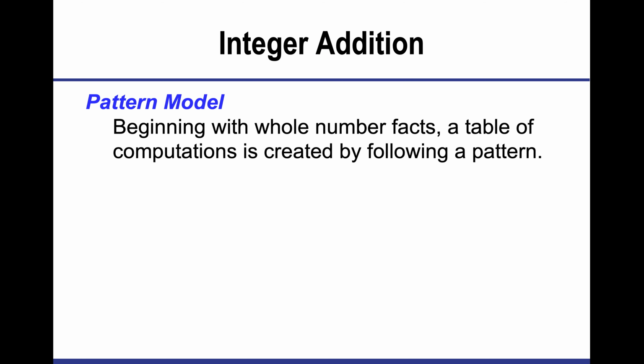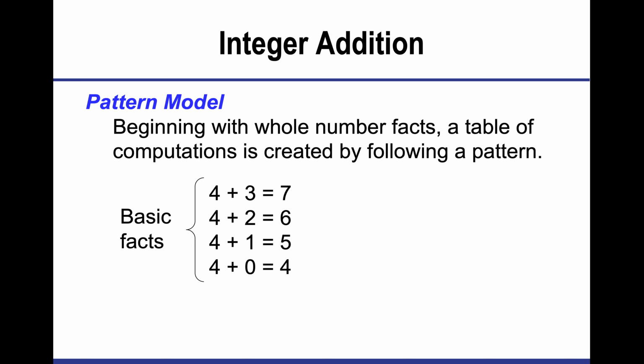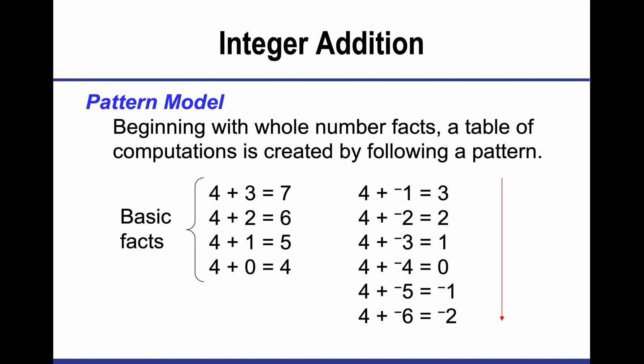In a pattern model, it begins with whole number facts, and there's a table of computation. This one is probably one of the more difficult strategies to work with students because it doesn't have that hands-on feeling that the other ones do. So when we're looking at this, we know that 4 plus 3 is 7, 4 plus 2 is 6. Those are our basic math facts. We're going to expand that into negatives and have a whole new set of math facts that have a pattern of counting down. So 3, 2, 1, 0, and so on.